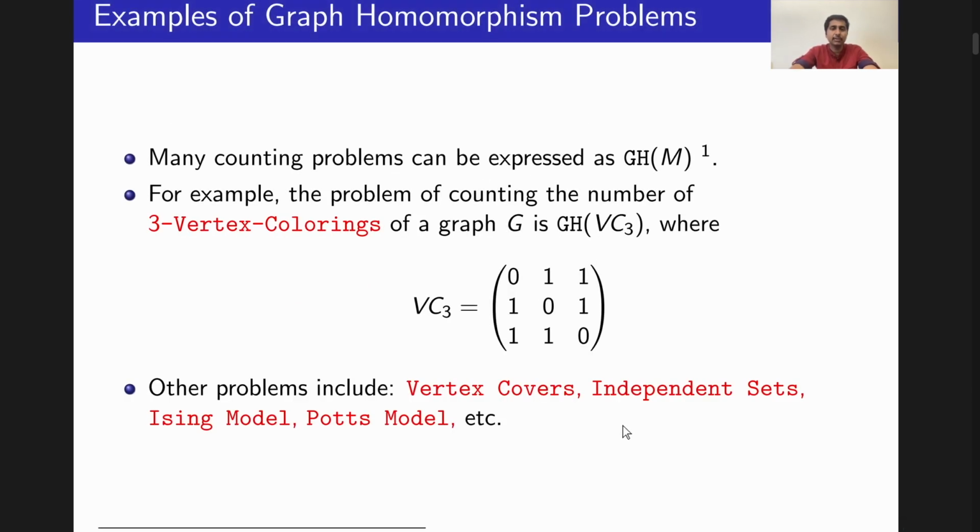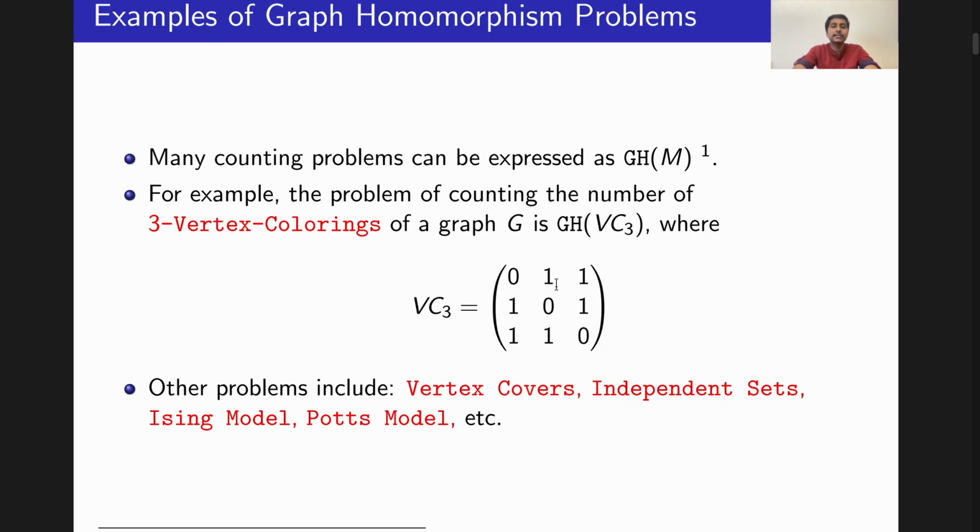The reason that we are interested in graph homomorphism problems is because many counting problems can be expressed as graph homomorphism problems. For example, the problem of counting the number of 3-vertex colorings of a graph G is GH of VC3, where VC3 is this matrix over here, where all the diagonals are zeros and all the non-diagonal entries are ones. Let us quickly see why this is the case.